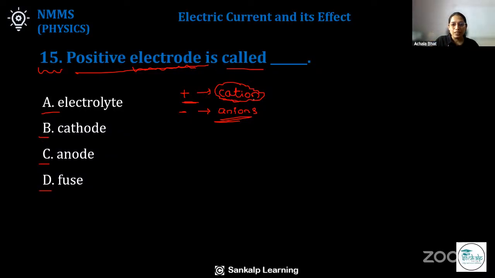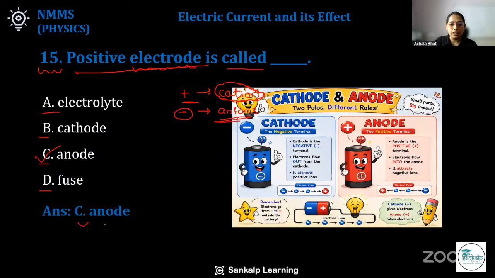So, the positive electrode attracts negative ions. So, it is called, yes, anode. Since the positive electrode attracts anions, it is called anode. See, anode, the positive terminal. Anode is the positive terminal. Electrons flow into the anode. Since it is having positive charge, it attracts negative ions.